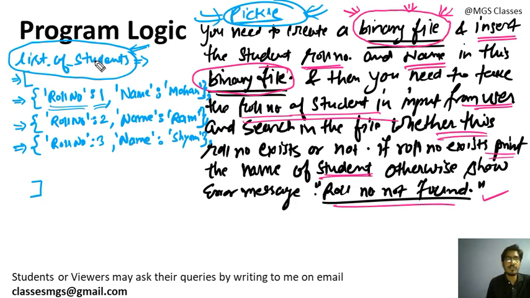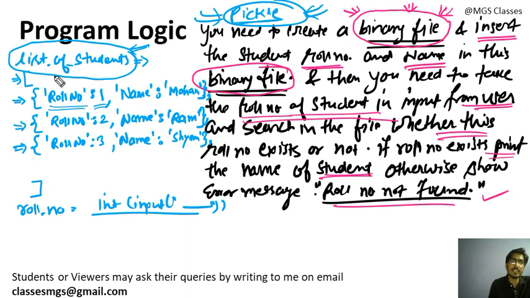Let's suppose I want to check whether a student exists, so I will take the roll number of the student as input. Let's suppose I have taken the roll number of the student using the input method. Then I will search this roll number in this list of students. The list of students I have already created has dictionaries as items. Each student will have a dictionary whose keys are roll number and name, and the values are the roll number's value and the name of the student. You can create this kind of dictionary.